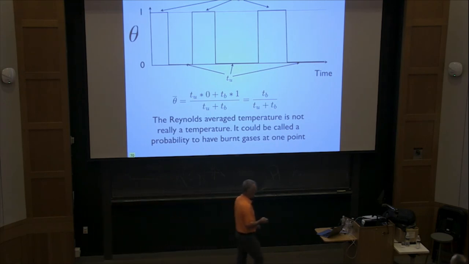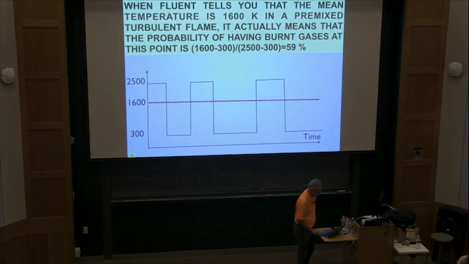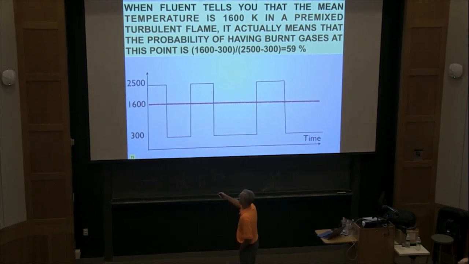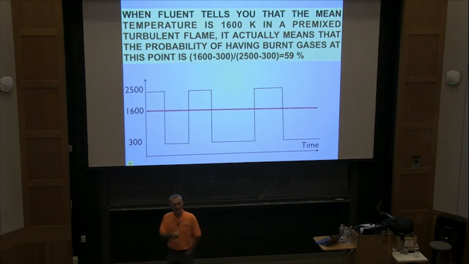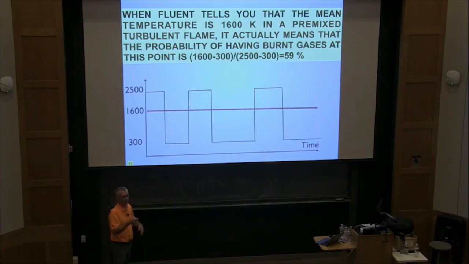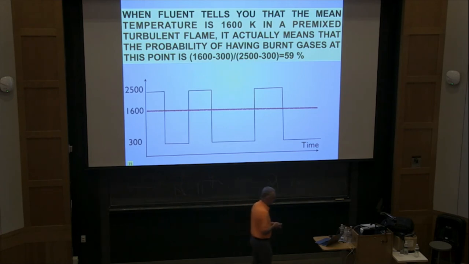And it also tells you a lot about what's happening when you do a simulation with Fluent or something like this, and the simulation tells you that the average temperature is 1600. Well, actually, it's never 1600. Either it is 25 or 2400 or it is 300, and on average, it is 1600. But it is not a real temperature. It's more a probability of being in the burnt gases.